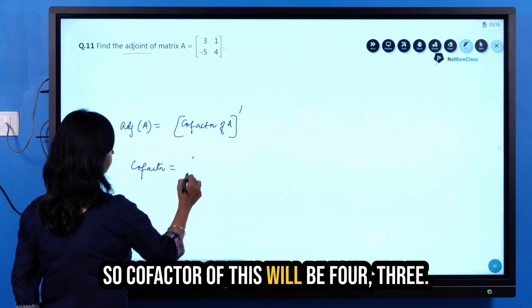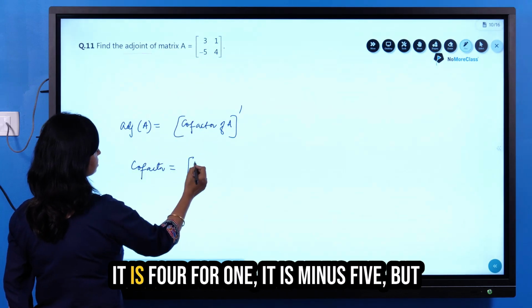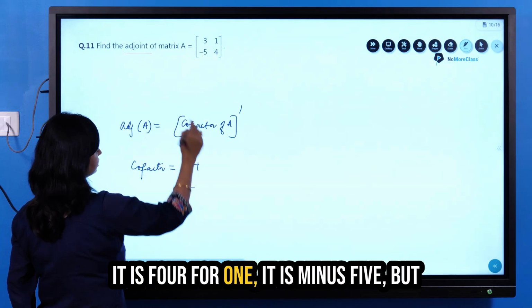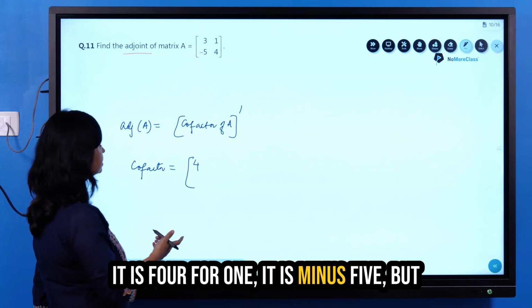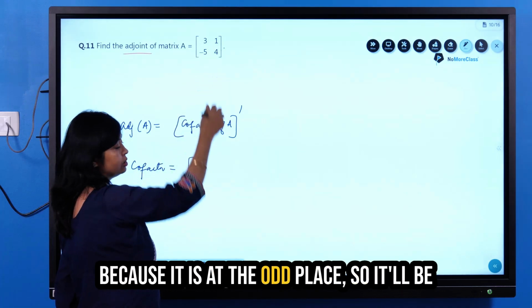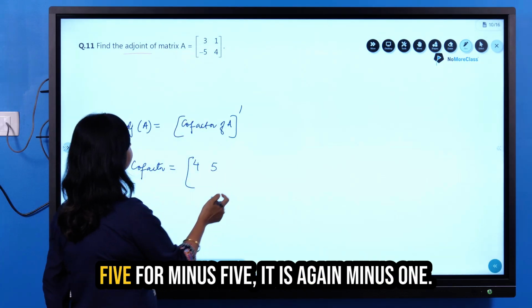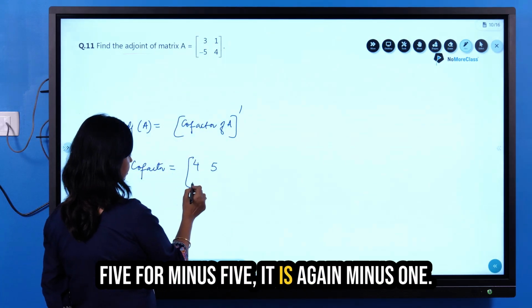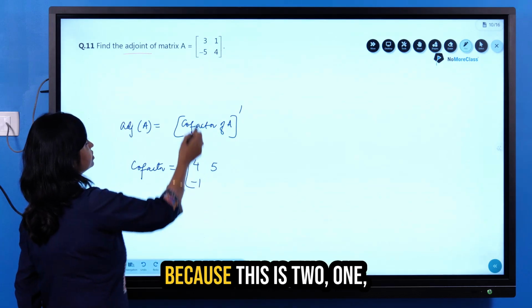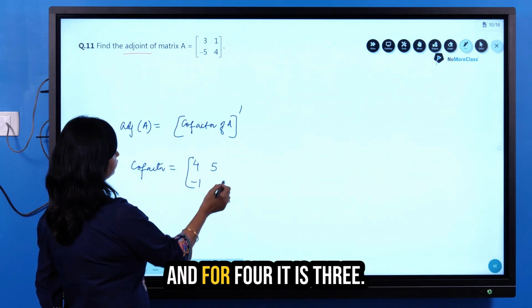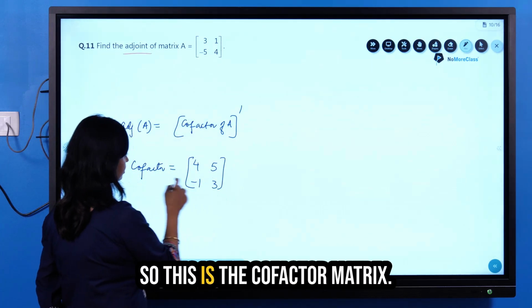of this will be, for 3 it is 4, for 1 it is -5, but because it is at the odd place, so it will be 5. For -5 it is again -1, because this is 2, 1. And for 4, it is 3. So this is the cofactor matrix.